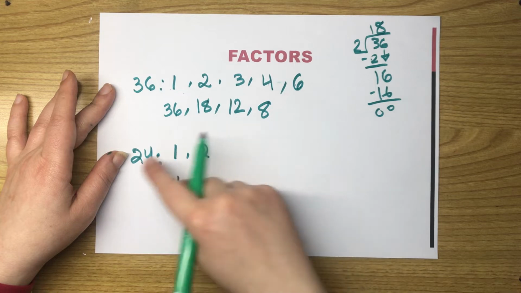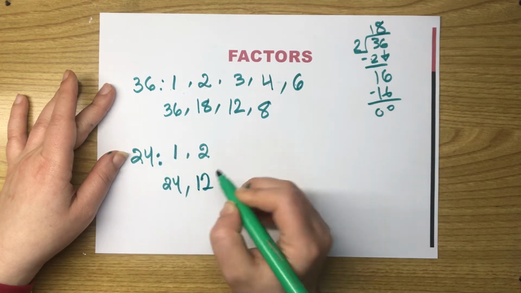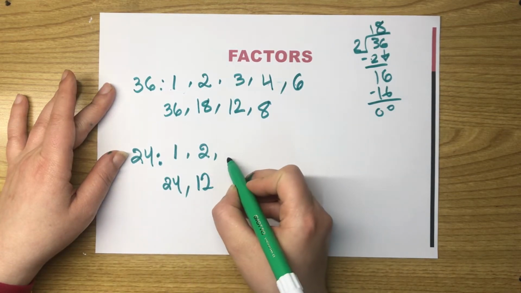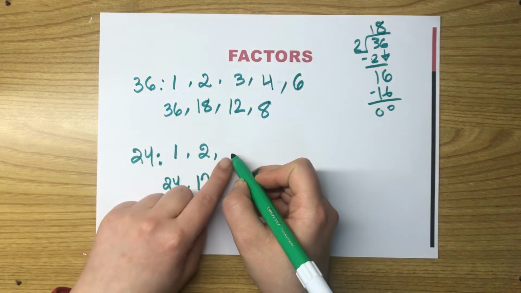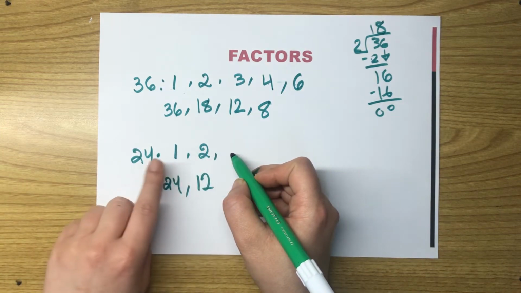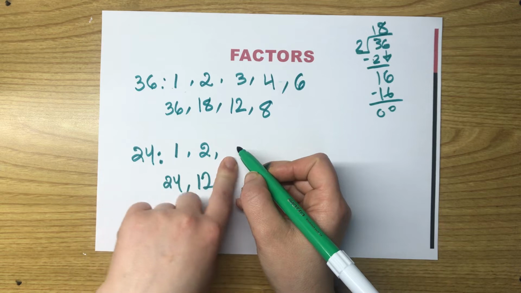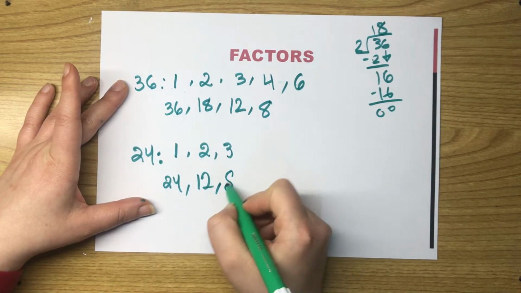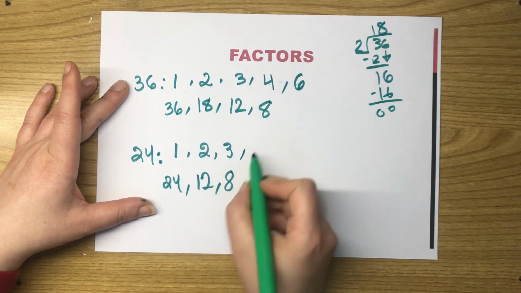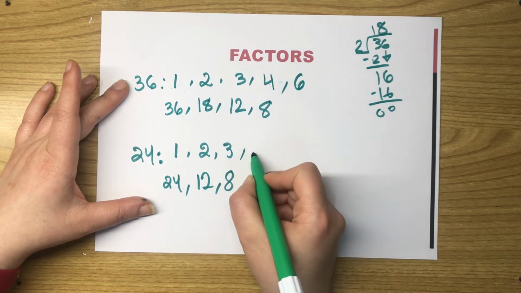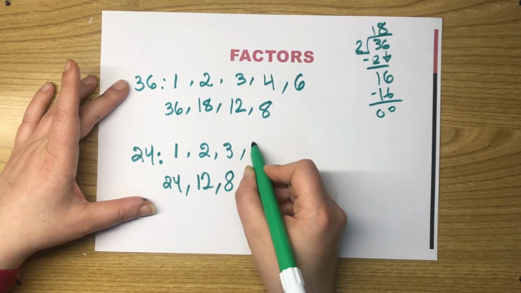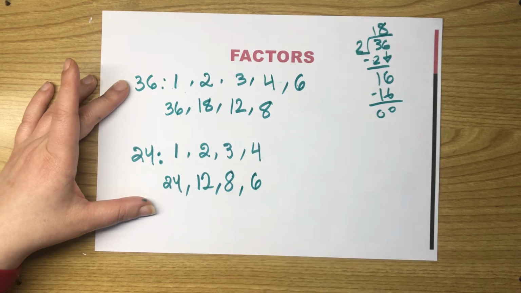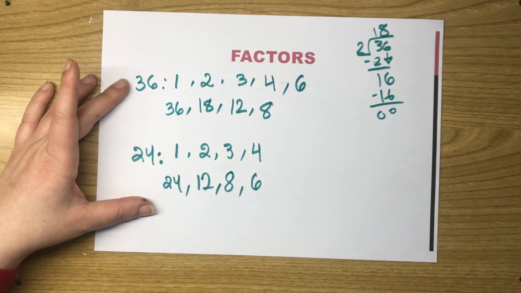Double a number gives you 24 is 12, correct. Can 3 work? Is 24 a multiple of 3? Yes, because 3 times 8 equals 24. 4, does it work? Yes, because 4 times 6 equals 24.